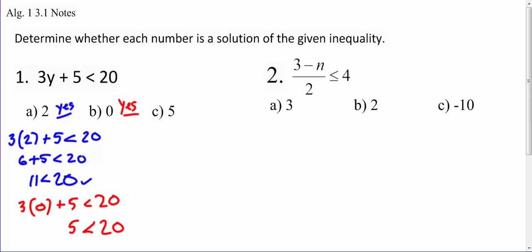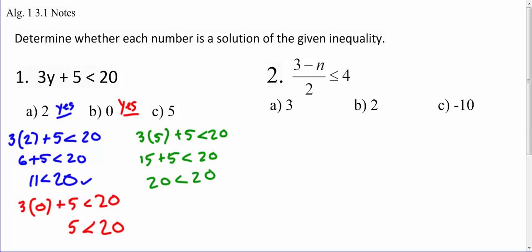But watch what happens when we get to part C. And this one we'll do 3 times 5 plus 5 is less than 20. 3 times 5 we know to be 15. And 20 is less than 20. That's not true. 20 is not less than 20. It's equal to 20, so we would have to say no on that one.